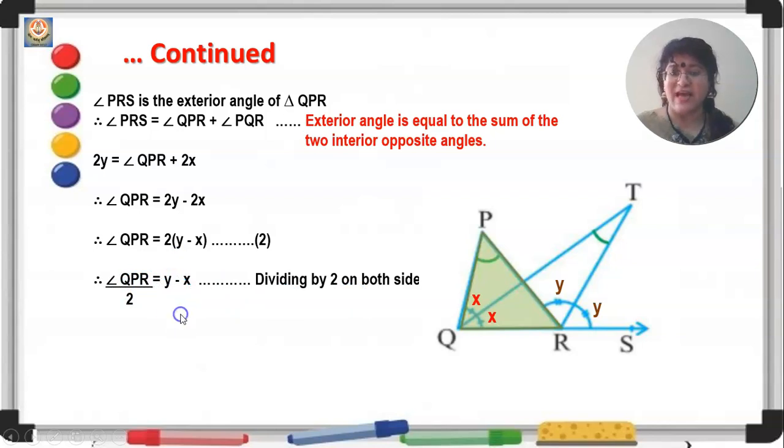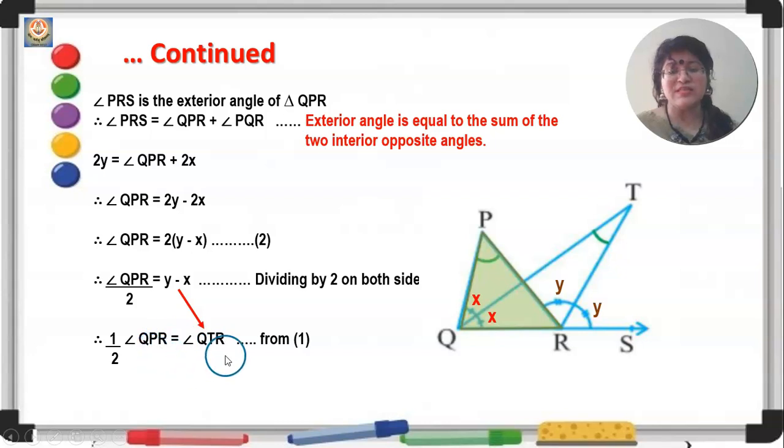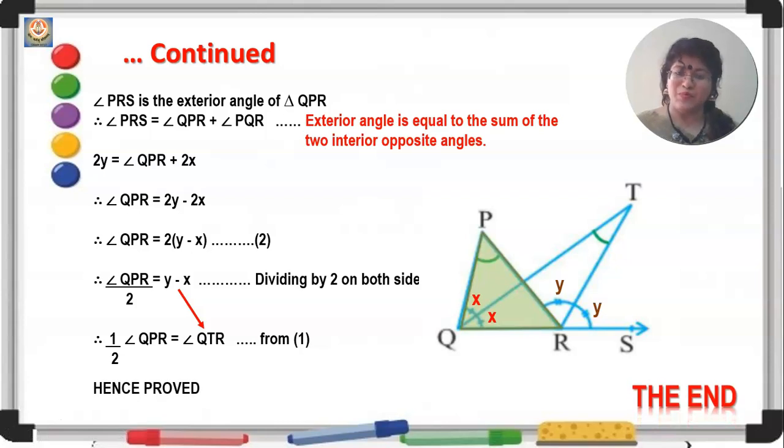This can also be written as 1 by 2 angle QPR equal to y minus x. But what is this y minus x? Y minus x can be written as QTR because from statement 1 we have concluded that angle QTR equal to y minus x. So in place of y minus x, you will write QTR. And students, this is what you need to prove. So you ended up by writing hence proved.